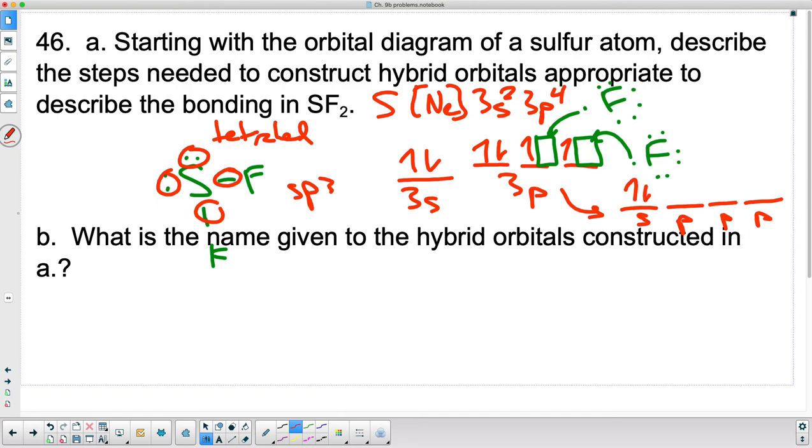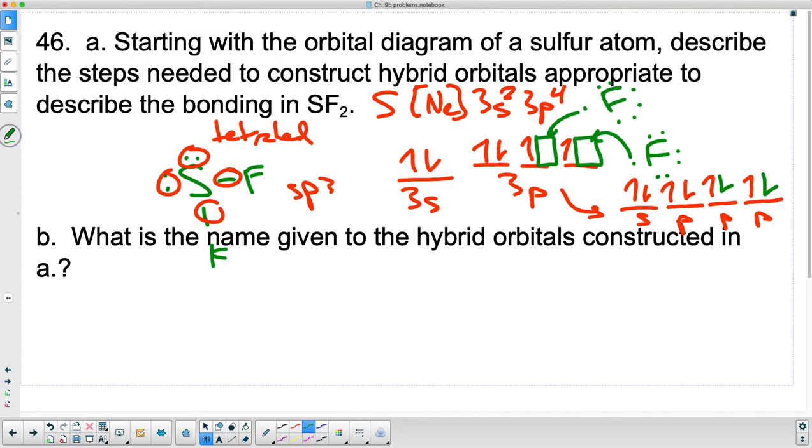Like this. And then the extra ones would come from fluorine, like that. Okay, so sp3. If it's tetrahedral, it's always sp3. If it's trigonal bipyramidal, it's always sp3d, which is something else we're going to get into.